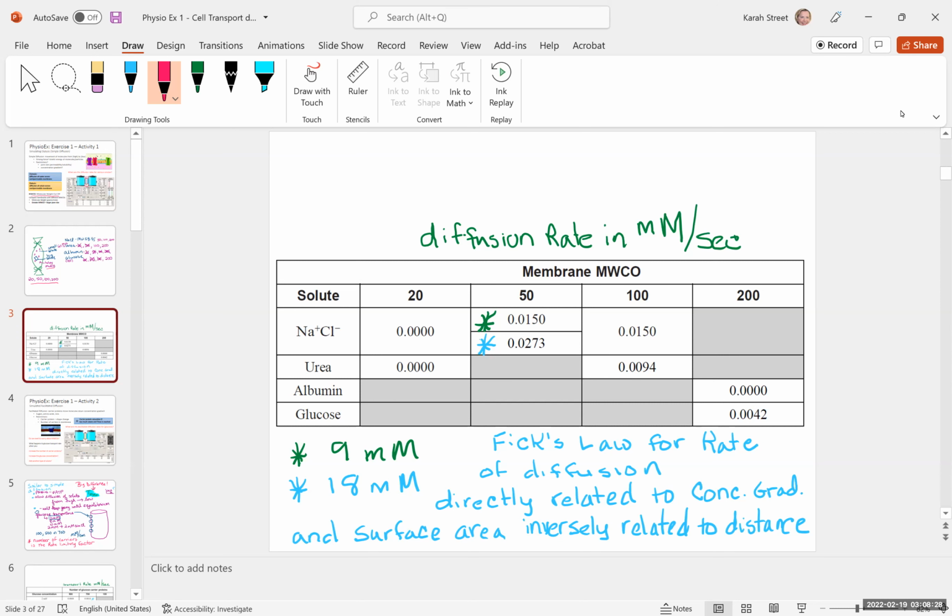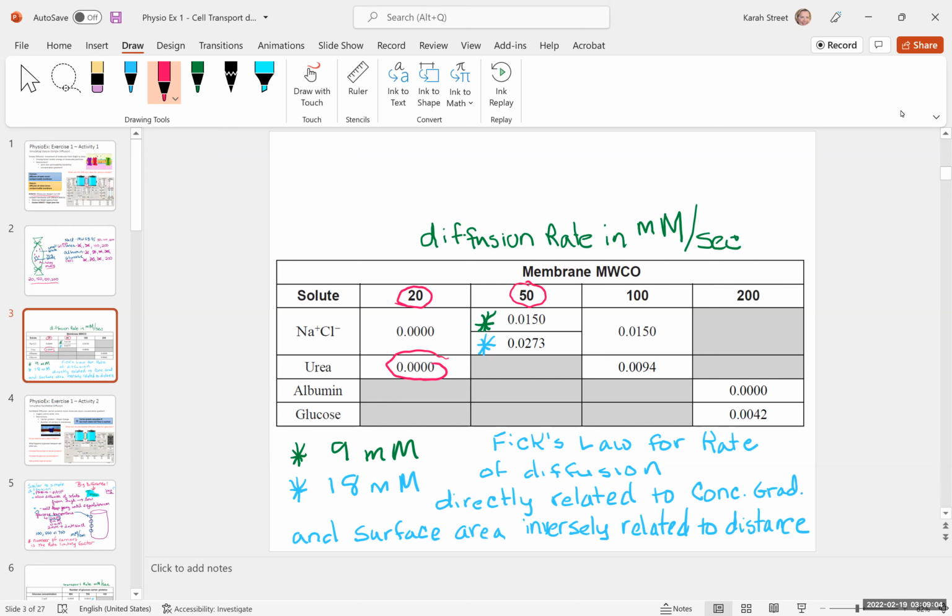So first we used sodium chloride, and we used a molecular weight cutoff of 20. Well, sodium chloride has a molecular weight of 58.45. So clearly, sodium chloride is much too large to get through that molecular weight cutoff. Urea, having a molecular weight of around 60, also was not able to get through a molecular weight cutoff of 20. So then we moved on to a molecular weight cutoff of 50.